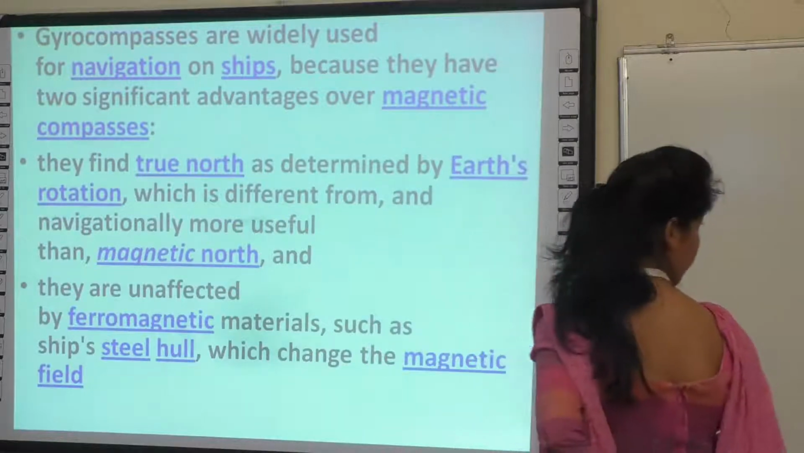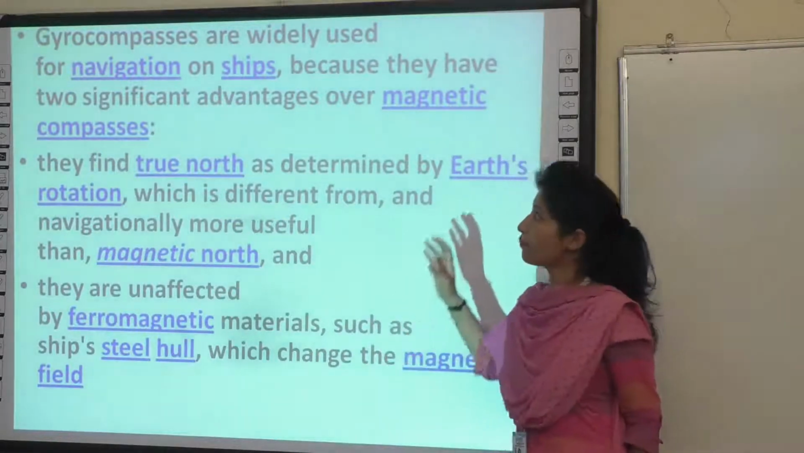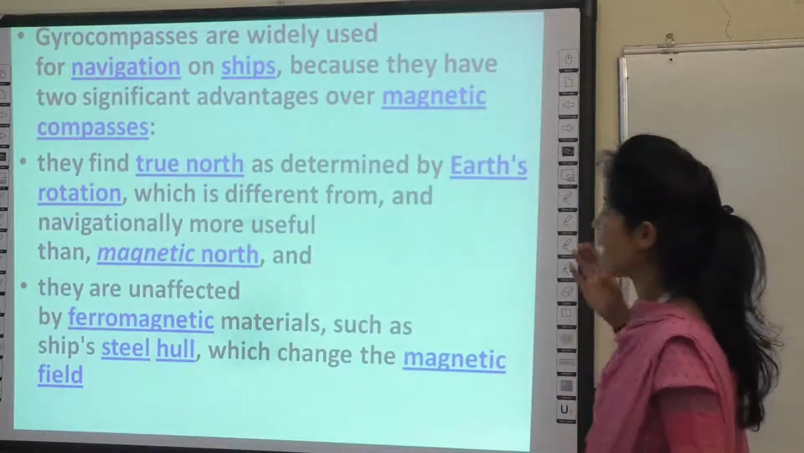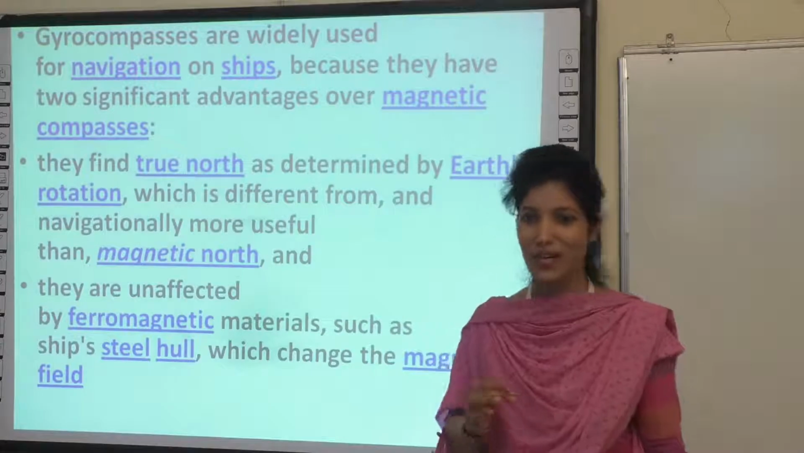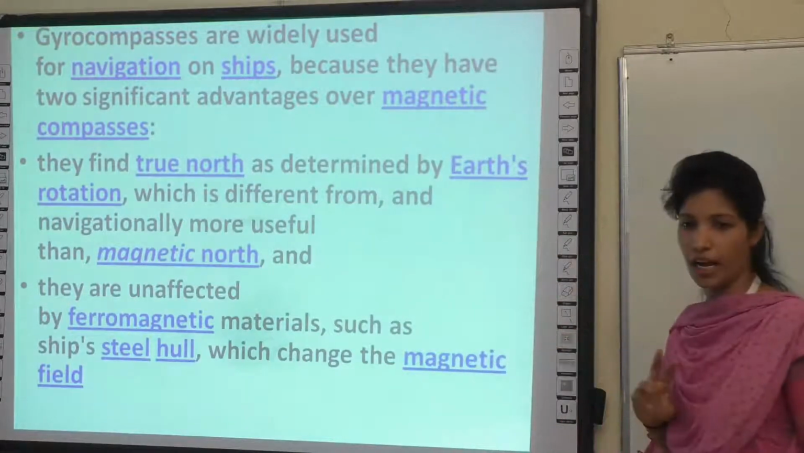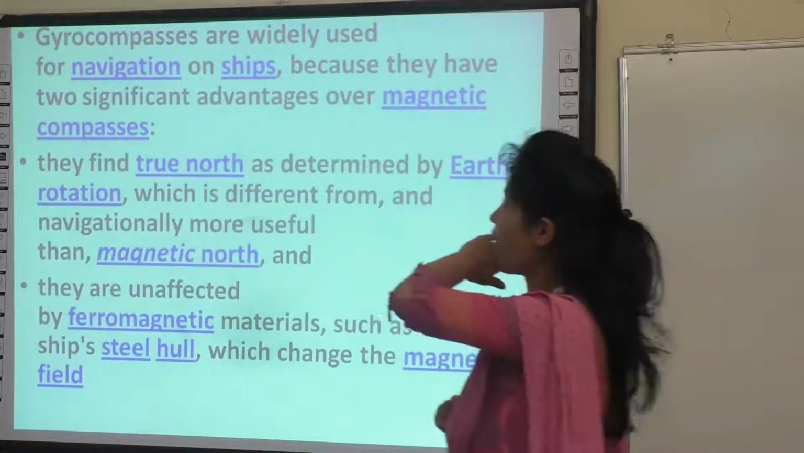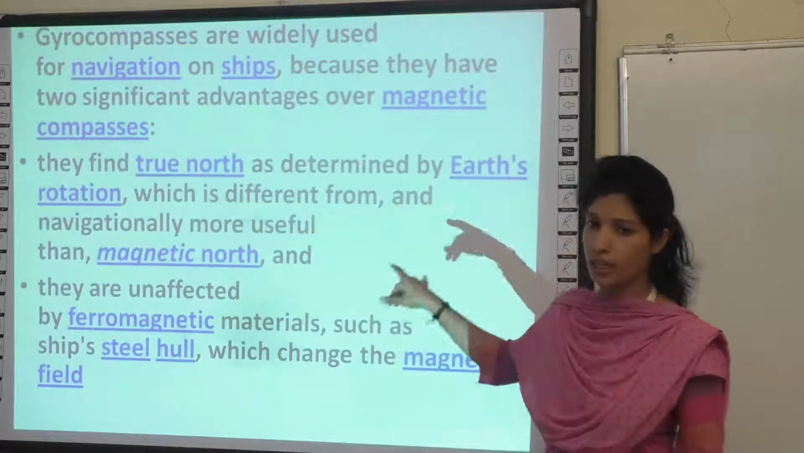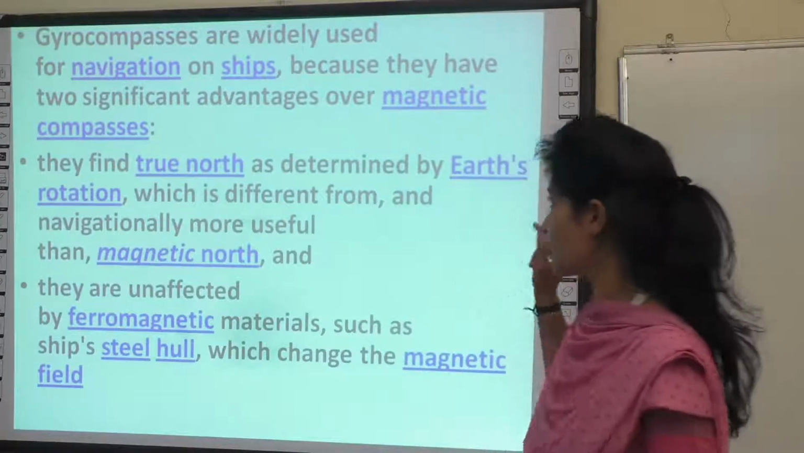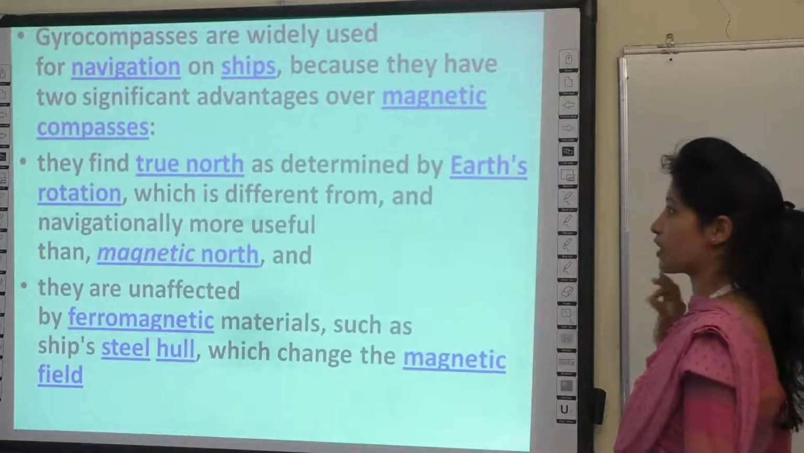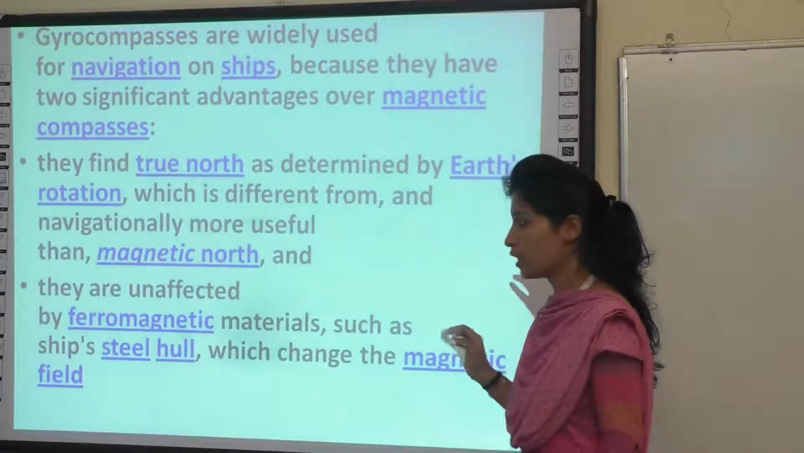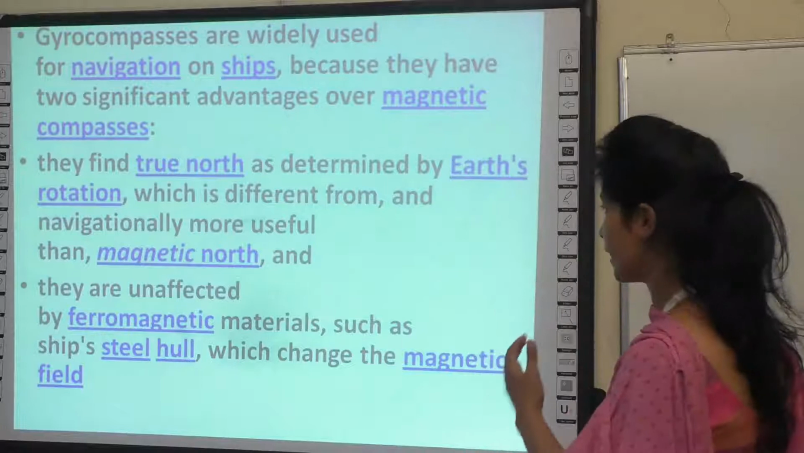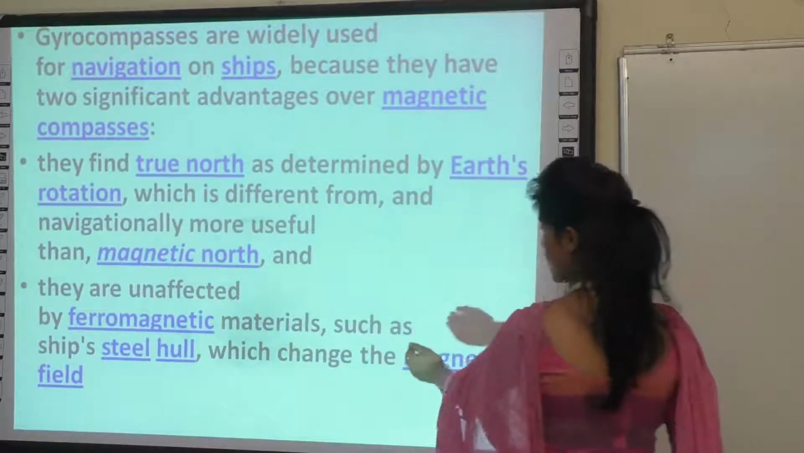Gyrocompass. What are the uses of a gyrocompass? Gyrocompasses are widely used for navigation on ships because they have two significant advantages over magnetic compasses. They find true north, as determined by the Earth's rotation, which is different from the navigation magnetic north. They are also unaffected by ferromagnetic materials such as a ship's steel hull, which changes the magnetic field.